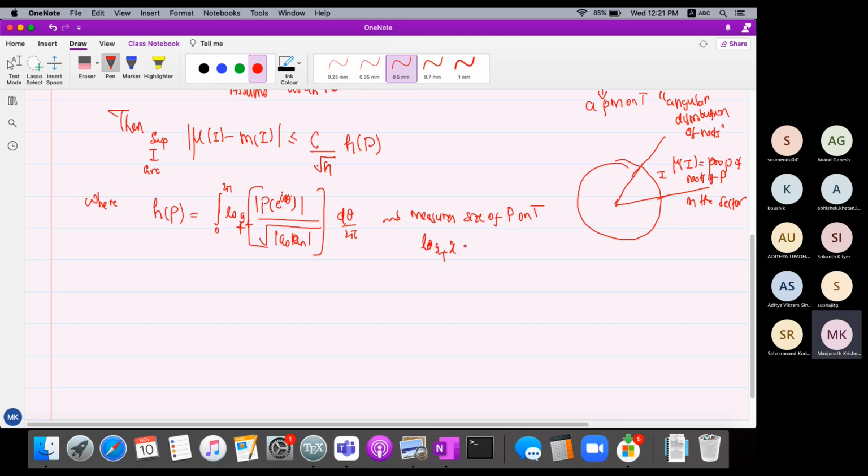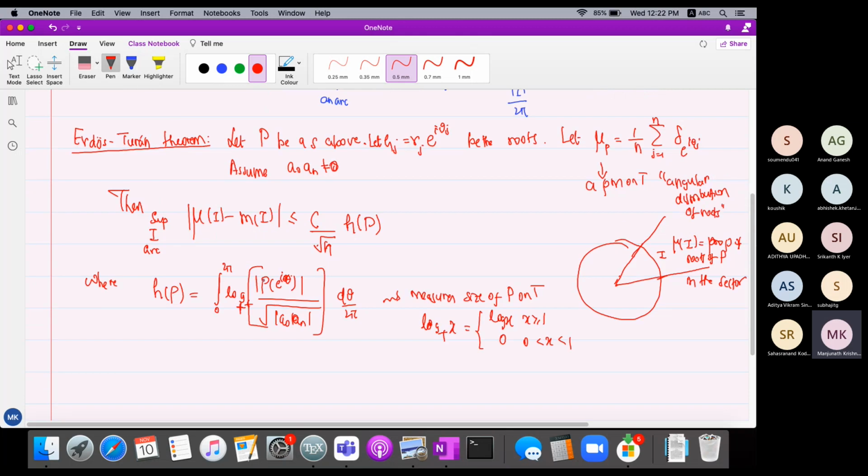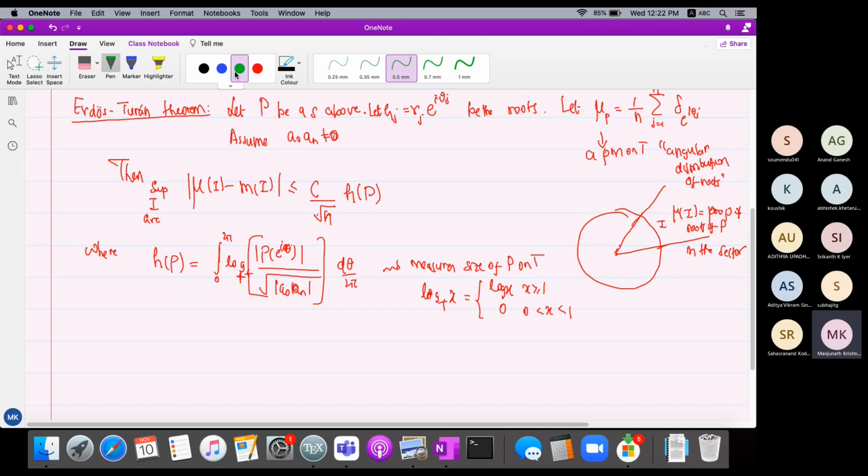Log plus of a positive number x is log x if x is bigger than or equal to 1, and 0 otherwise. So that's the positive part of the logarithm. So this measures the size of p. In some sense, this is small. To say this is small, you have to say that this quantity is not too big. Sometimes it can be big, because something should go wrong, since not all polynomials are going to have this. Maybe we can see some example, but before that, it's easier to understand.